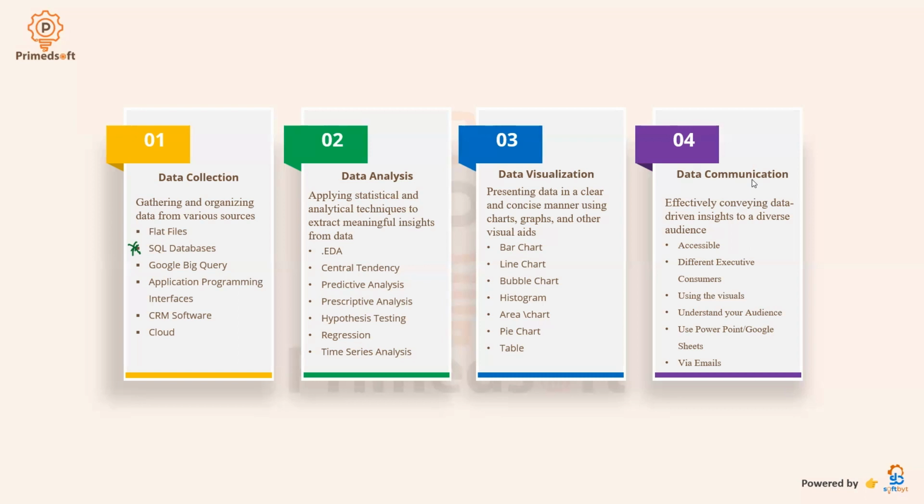All right, so as a data professional, you also need to learn how to communicate your data, as I was explaining, effectively conveying data-driven insights to a diverse audience. It's what makes you data literate. So your visual needs to be accessible. If you're building a dashboard for somebody in Saudi Arabia, it will need to be different from the dashboard you built for somebody in the UK.